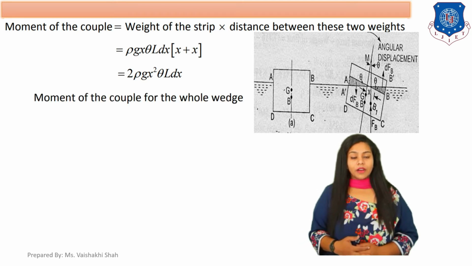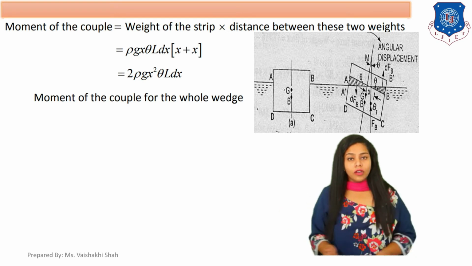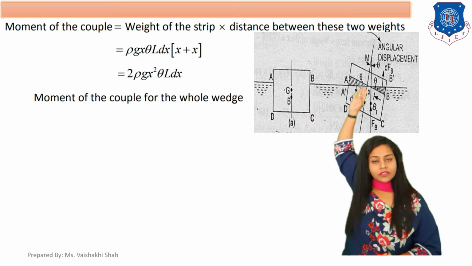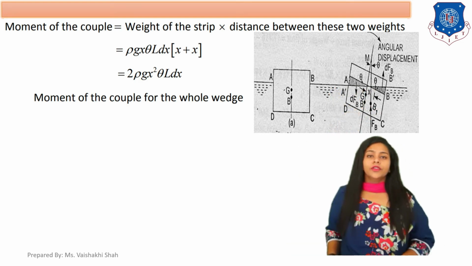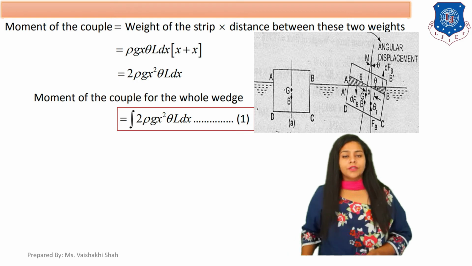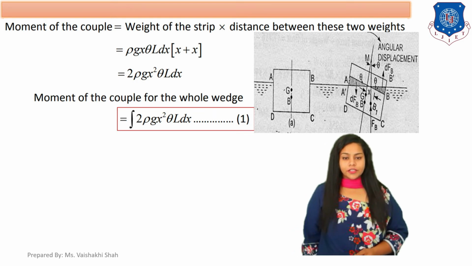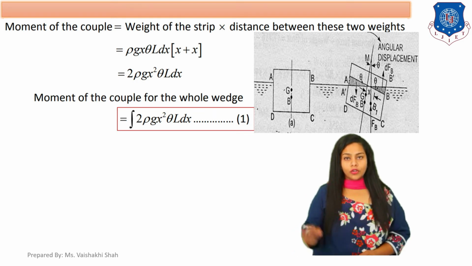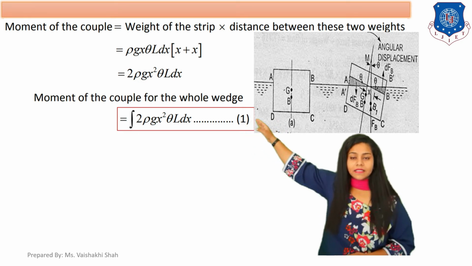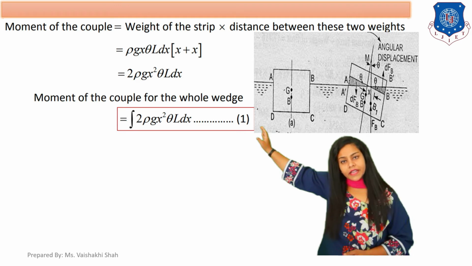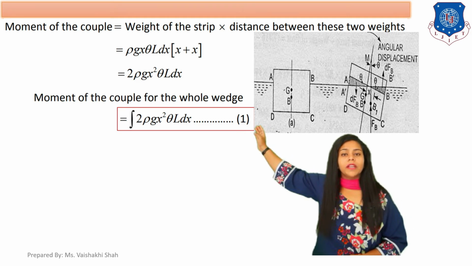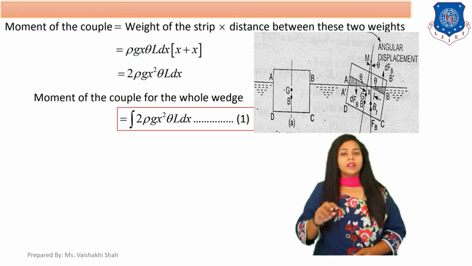To find the moment for the whole wedge, the whole triangle, you have to integrate the equation for the moment of the couple. So your equation is the integration of 2 rho g x square theta L dx. This is your equation number 1, the integration for the moment of the individual couples.